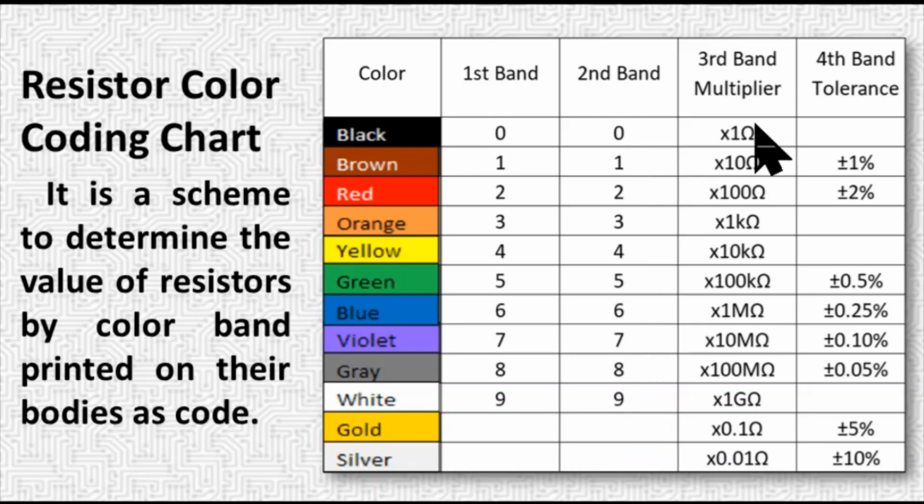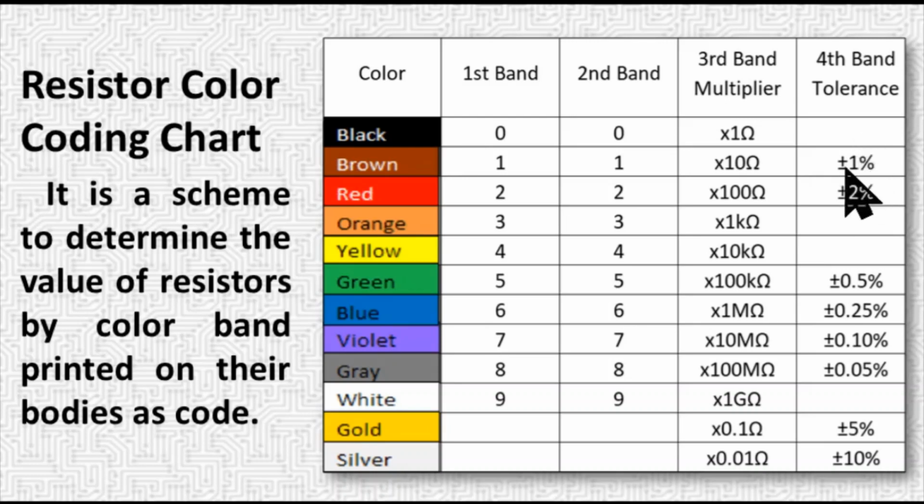Pero kapag siya ay nasa third band ng ating resistor, iba na ang treatment sa kanya. Sila ay multiplier na. So, mabibilang na dyan kung ano yung gagamiting multiplier sa bawat kulay na makikita natin sa resistor. And then of course, the fourth color band, sabi nga kanina, is the tolerance.